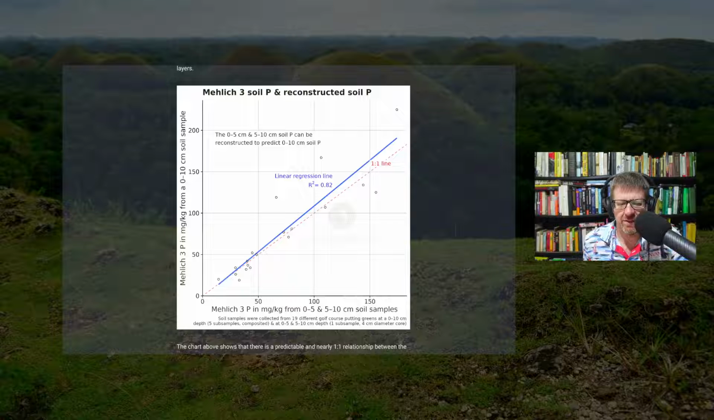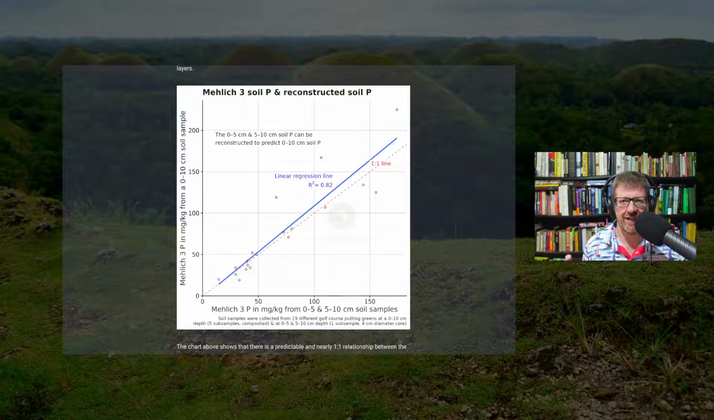And some of the Mehlich 3 phosphorus was down around the MLSN minimum, and some of the Mehlich 3 phosphorus was up over 200 parts per million in these samples. And I put a linear regression line that almost directly overlays the one-to-one line. So I'm comparing the data that I reconstructed and the real data.